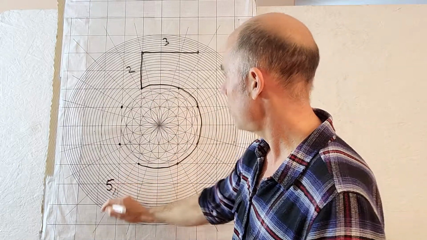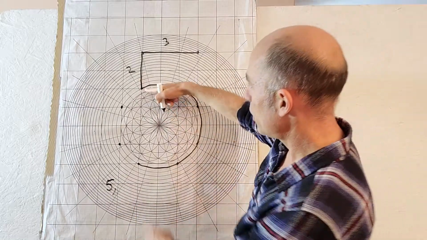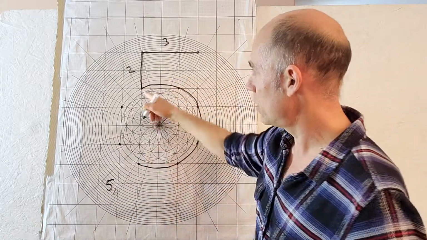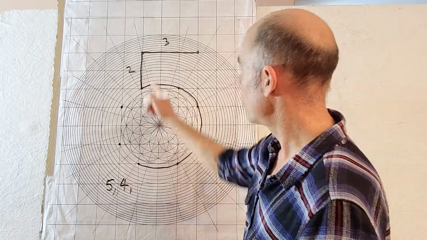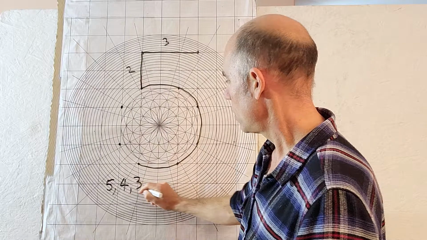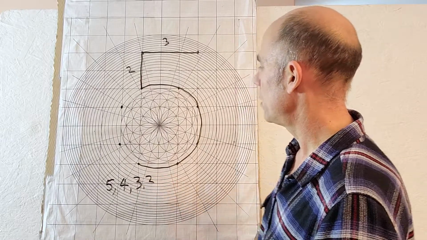We've got the 5. And this actually here, between that point and that point, is the length of 4 between those 2 points. So I'll put that down there. And of course, the 3 and the 2. 5, 4, 3, and 2.